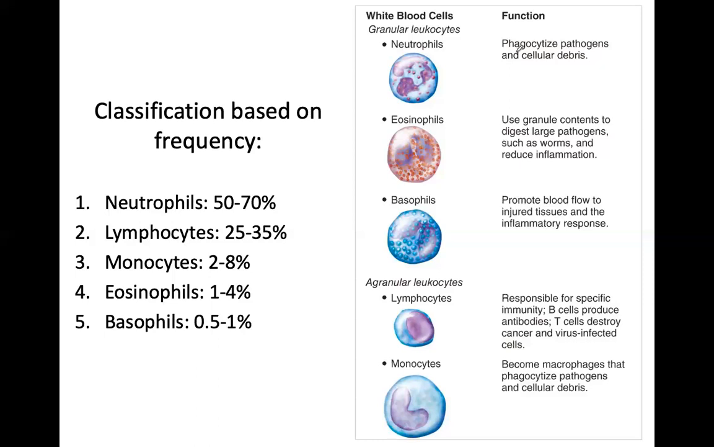Basophils are another category. These are the least common. So if you look at 100 white blood cells, you may not even see one of these. These are the ones that actually trigger an inflammatory response in your body. So if you have an allergic reaction, these are the cells that initiate that process.